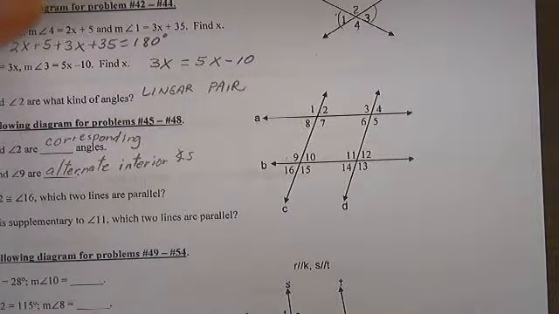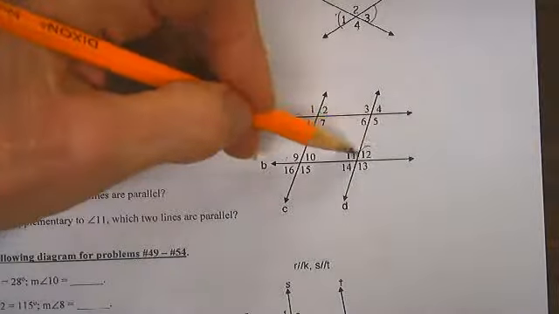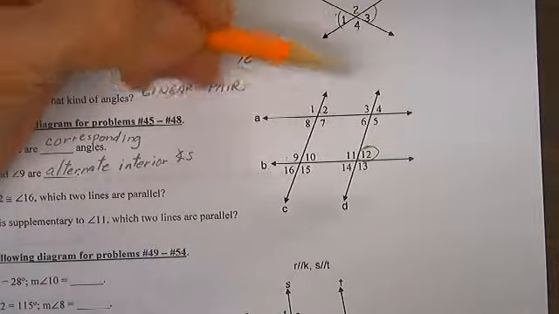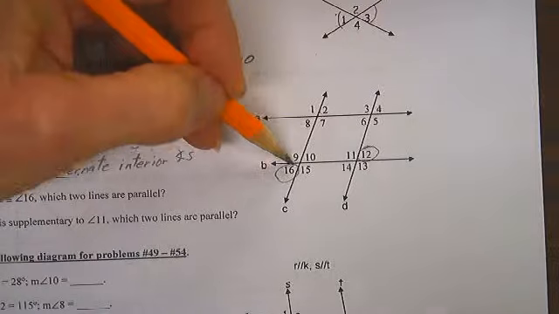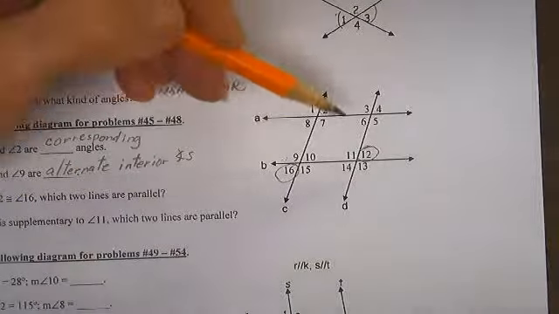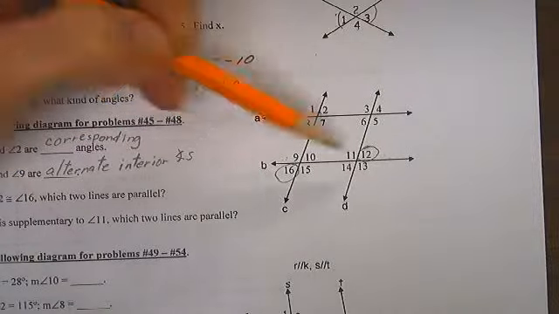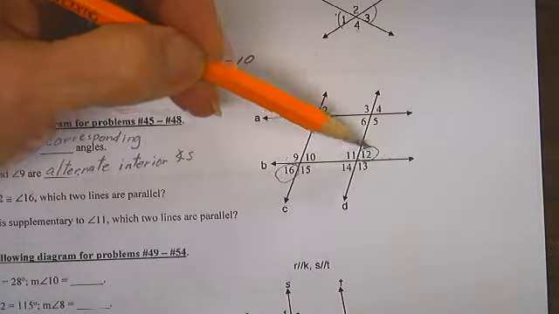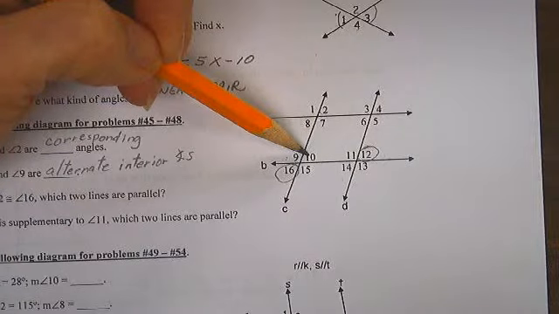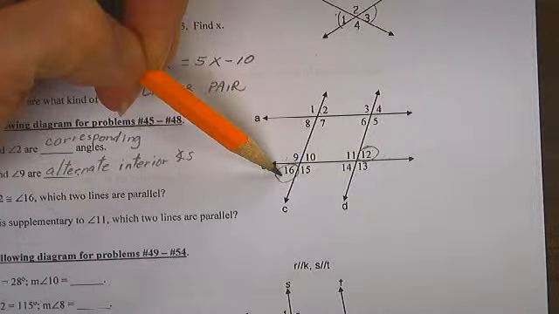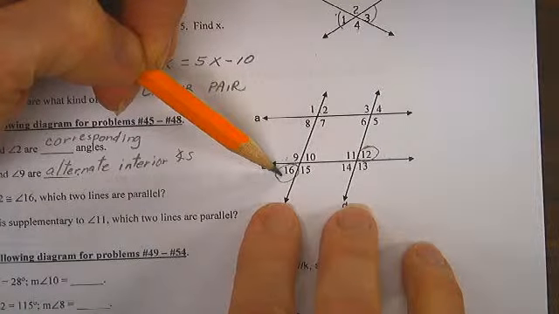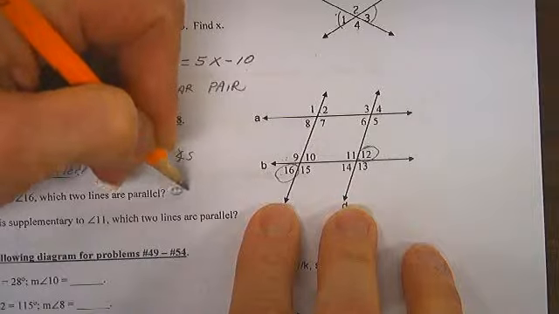If angle 12 is congruent to angle 16, which two lines are parallel? Angle 12 is congruent to angle 16. Well, 12 and 10 are corresponding angles. 10 and 16 are vertical angles. So the two lines that have to be parallel are C and D.